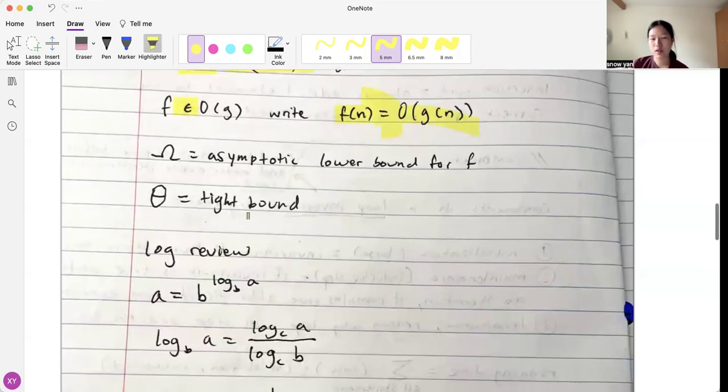And then there are some notations to be familiar with that are reviewed from discrete math. This omega basically represents asymptotic lower bound.